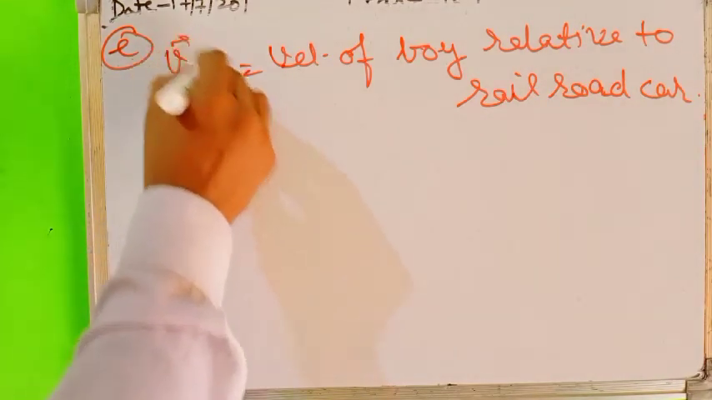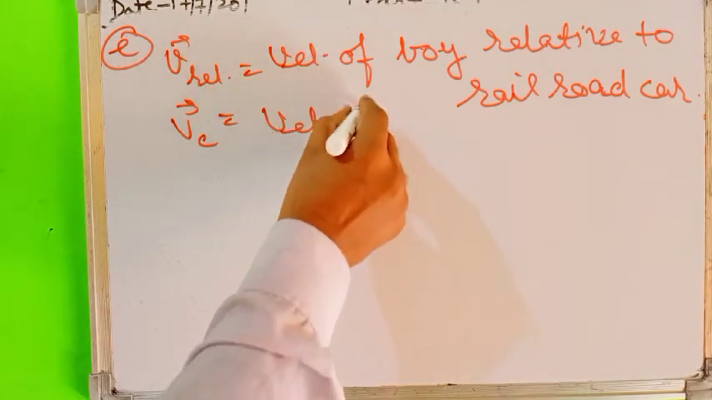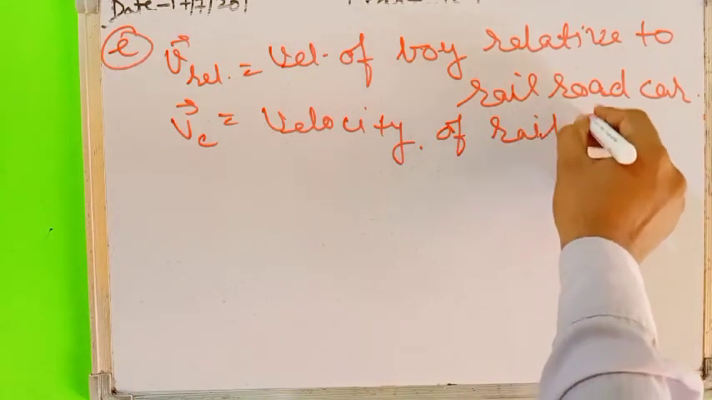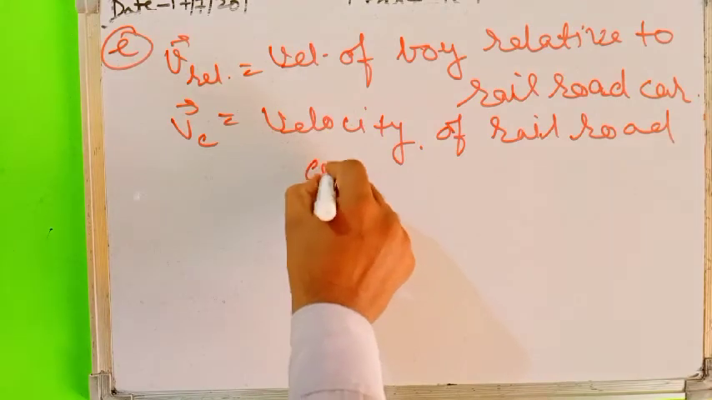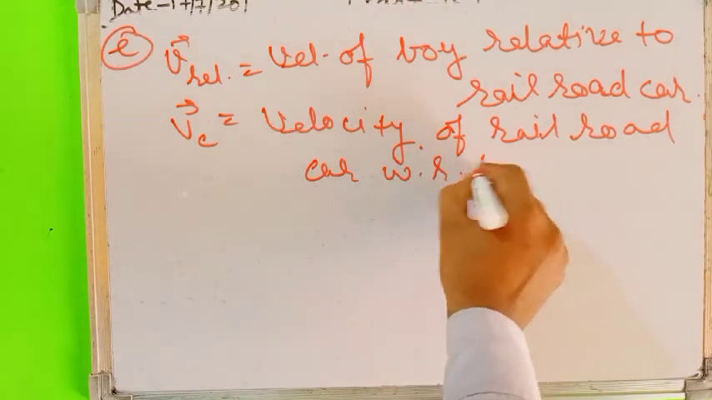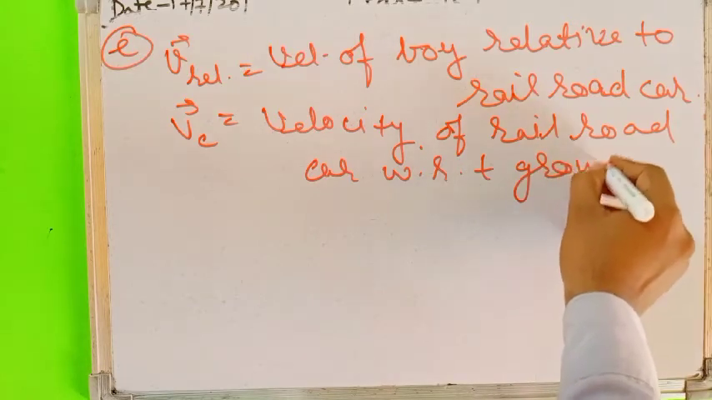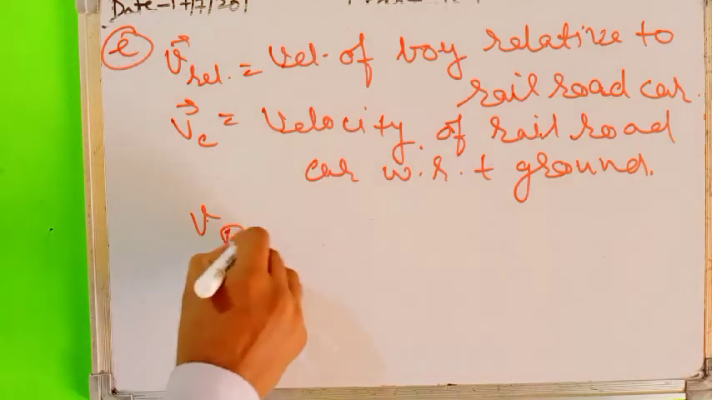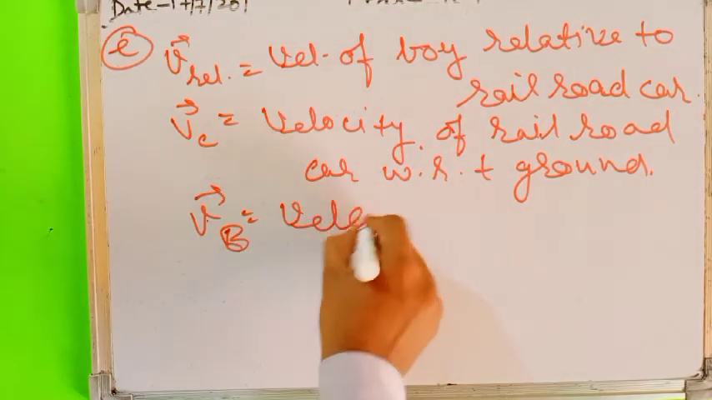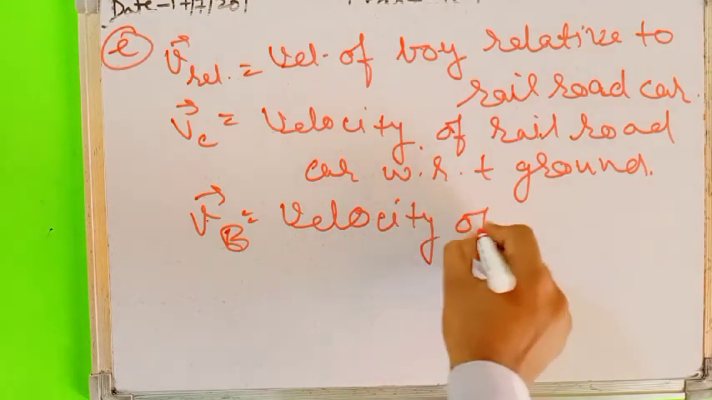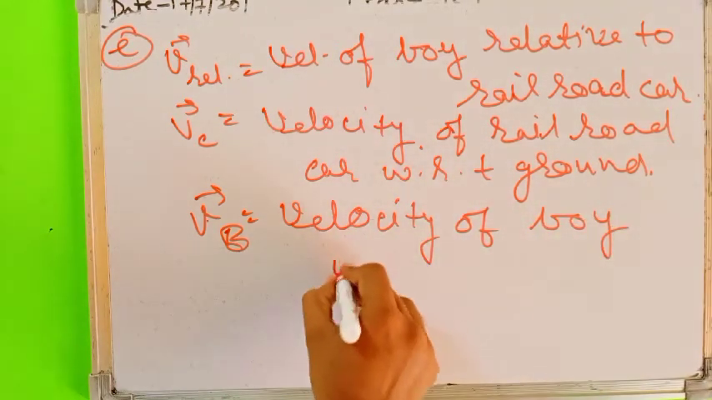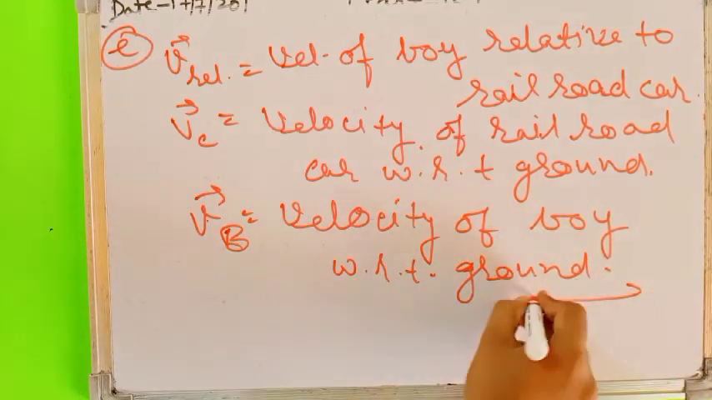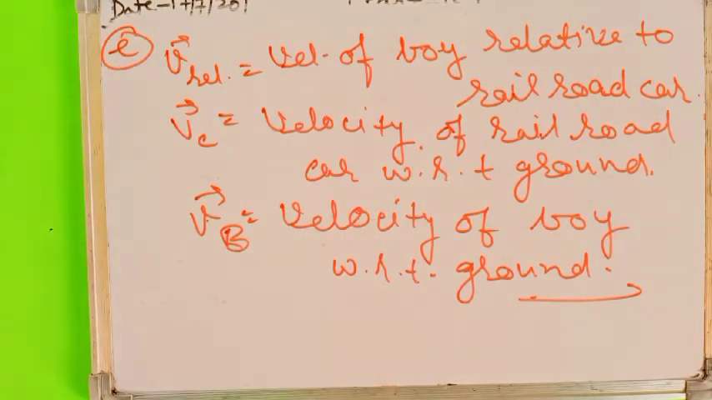Vc is the velocity of railroad car with respect to ground, and Vb is the velocity of boy with respect to ground. These three velocities are given.